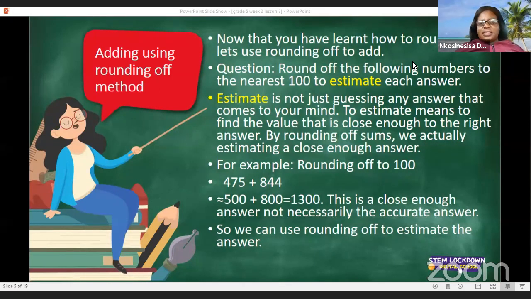All right, so now that you have learned how to round off, we did that yesterday. We're going to use the rounding off method and compensation to add. So here is a question.